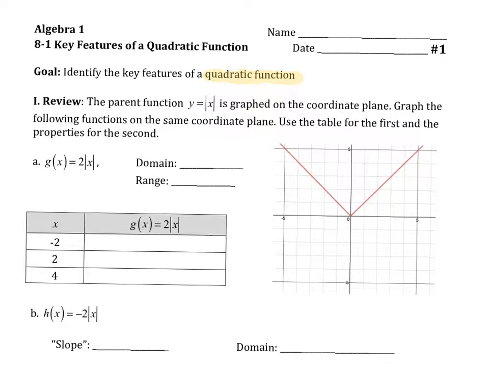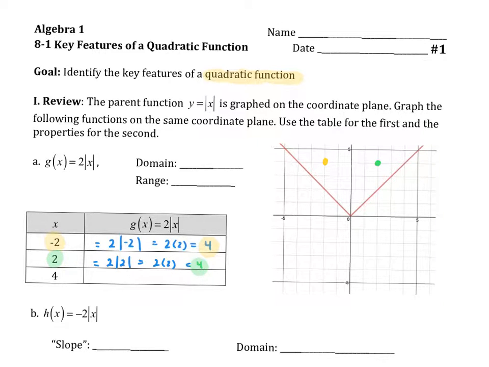If you did two times absolute value of negative 2, then you get 2 times 2, which is 4. So now we can graph this point right here, negative 2, positive 4. So negative 2, positive 4 lives right there. Continuing that journey, if I plug in a positive 2 into the absolute value, I get the exact same value as we did before. So the 2, positive 4 lives right there.